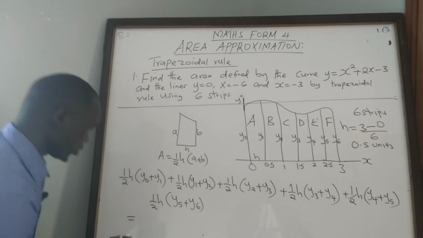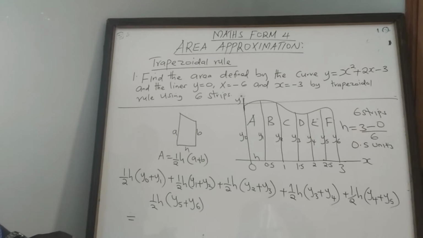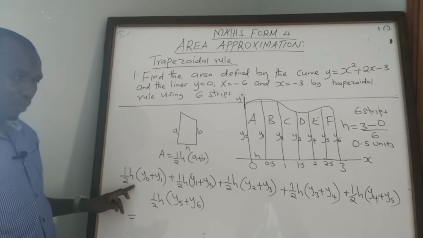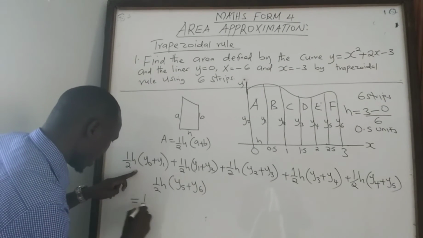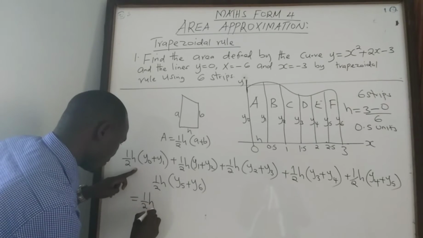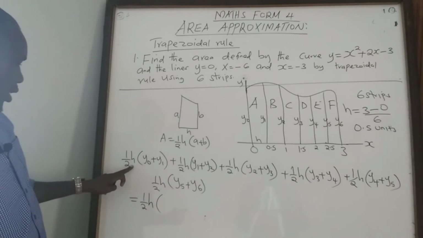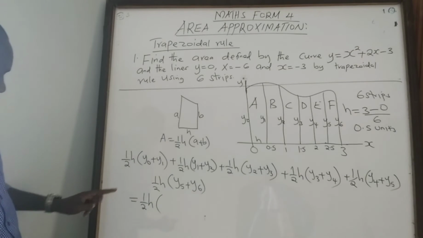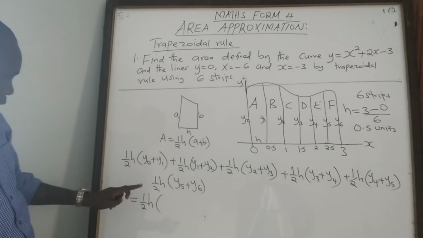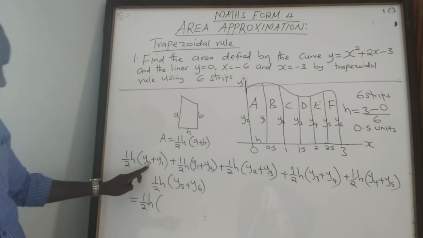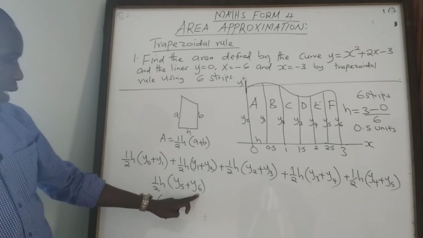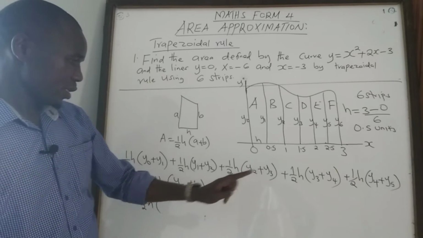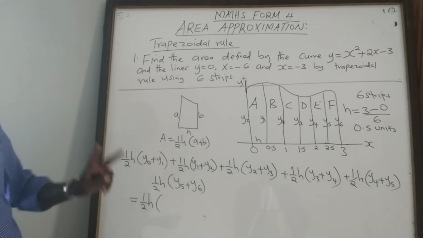From here, we are going to use factorization to look at what is common. If you look at all this, you realize half is common everywhere. So we are going to factor half h outside because it is here, here, here, here, everywhere. Then from there, if you look through keenly, you realize y0 and y6 are only appearing once, but y1, y2, y3, y4, and y5 are appearing 2 times.